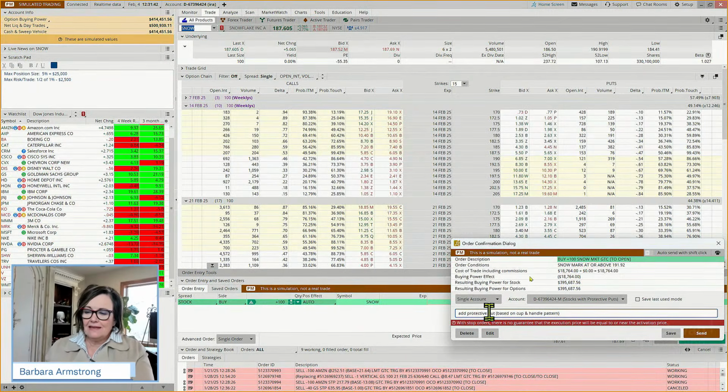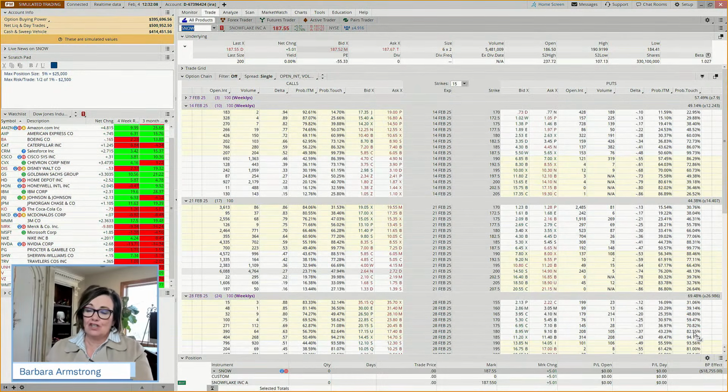Now, this is saying if it goes above that price in the extended hours, will it fill? And the answer is no, it will not, because it just says good till canceled, and it's not GTC plus extended. So this will fill just during the day. Now we could change that.